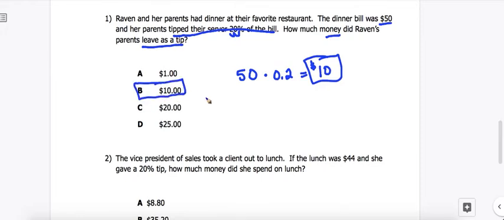All I needed to do is calculate the tip. So I did not ask for the total here, so I would not select $60. And of course, $60 here wasn't a choice. Okay, let's look at number 2.